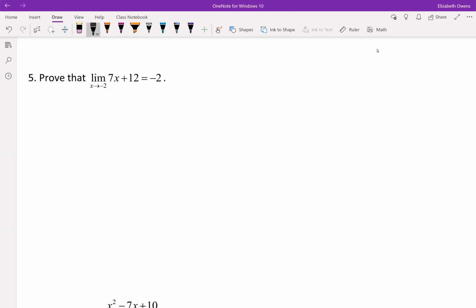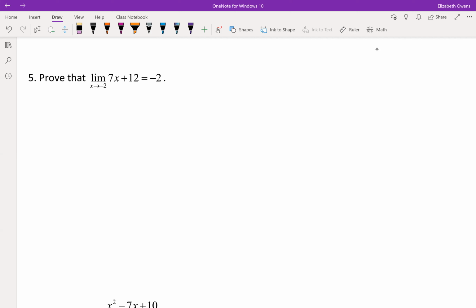Okay, here is another example of proving a limit statement. We are going to prove that the limit as x approaches -2 of 7x plus 12 equals -2. First things first, notice that this is truly the right limit. If you do direct substitution, just as a little side check, plugging in -2, -14 plus 12 is actually -2. So yes, this is the right limit value.